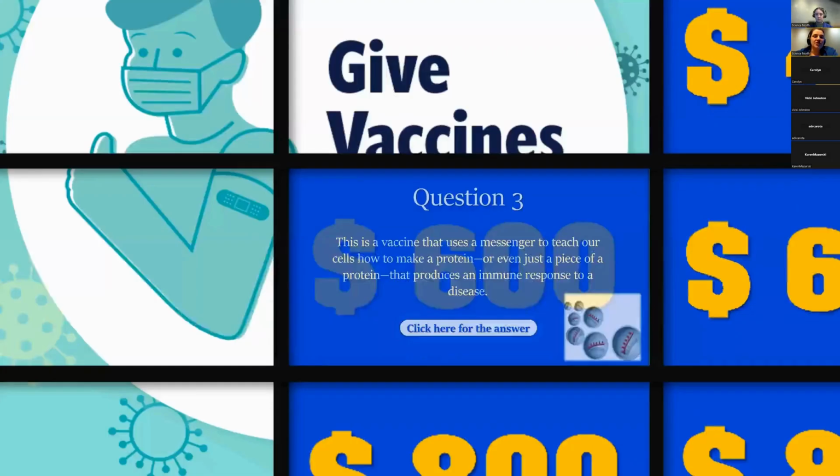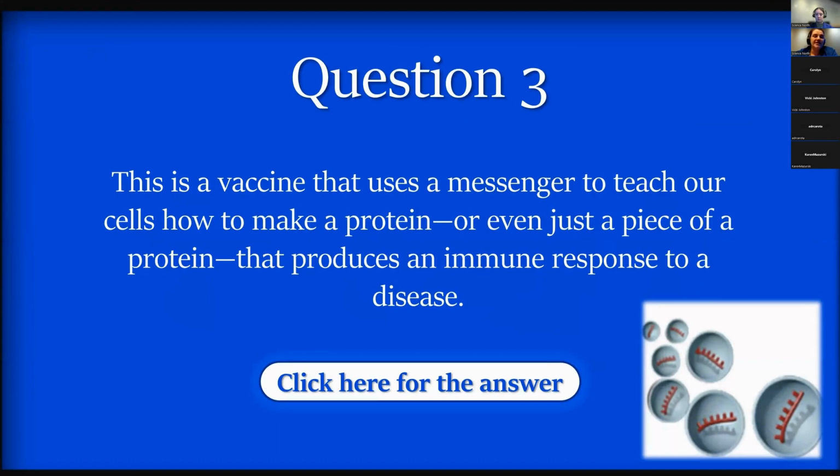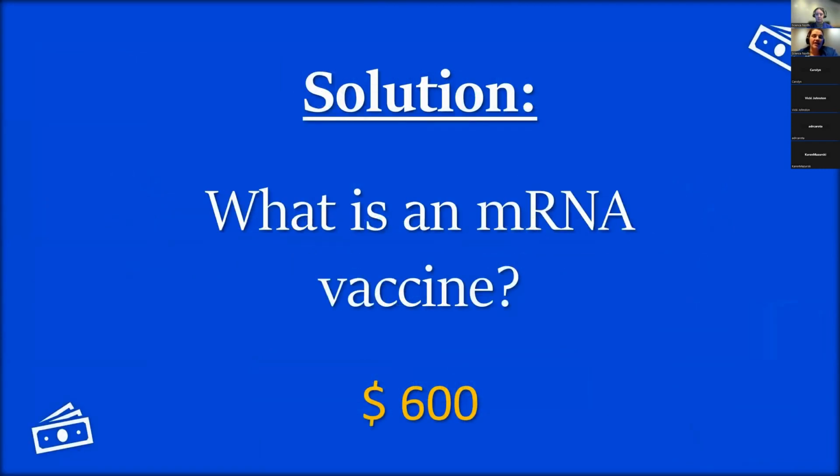Now, for the $600 question, this is a vaccine that uses a messenger to teach our cells how to make a protein, or even just a piece of a protein, that produces an immune response to a disease. So if you answered what is the mRNA vaccine, absolutely, congratulations. You can give yourself $600 for that question.